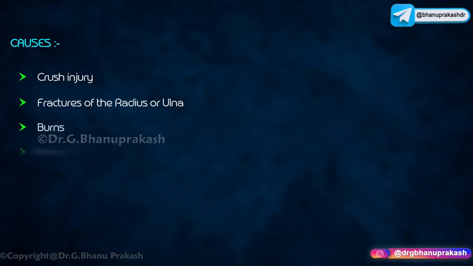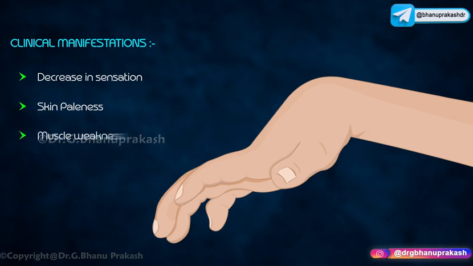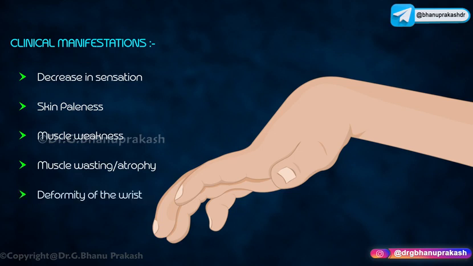This can be caused due to crush injury, fractures of the radius or ulna, burns, or animal bites. Clinical manifestations: decrease in sensation, skin paleness, muscle weakness, muscle wasting or atrophy, and deformity of the wrist, claw-like appearance.